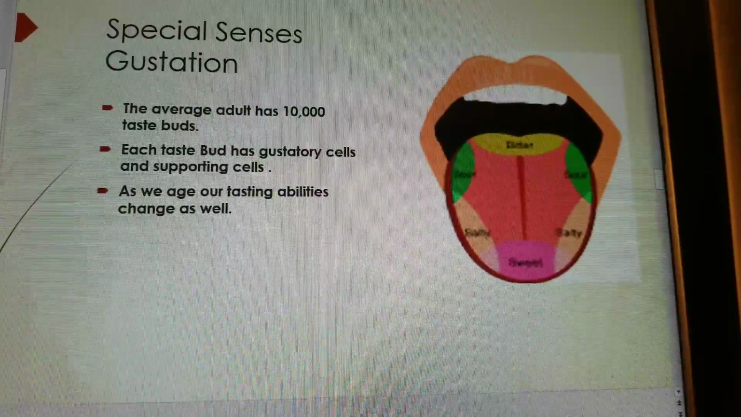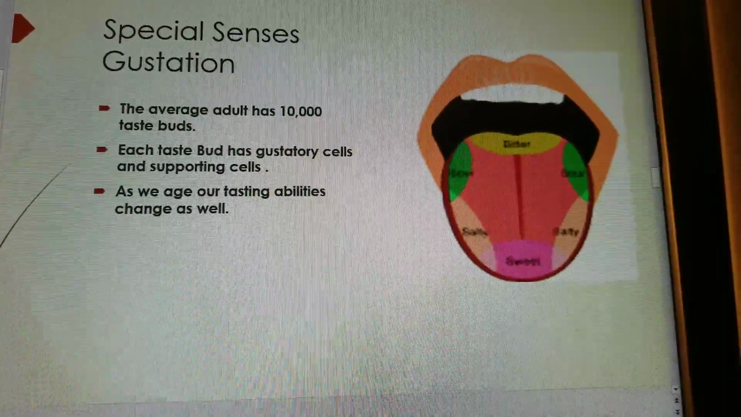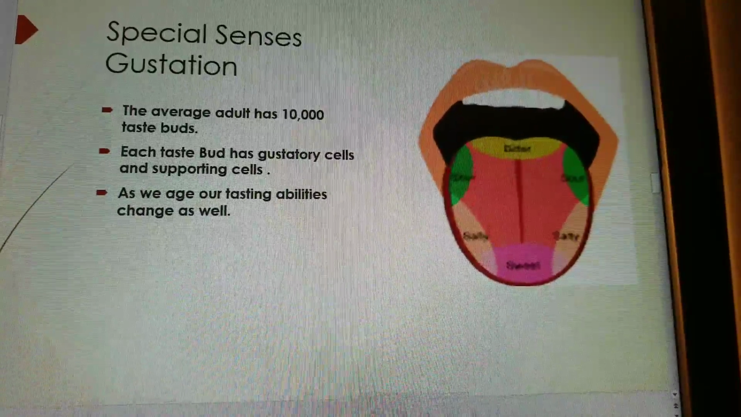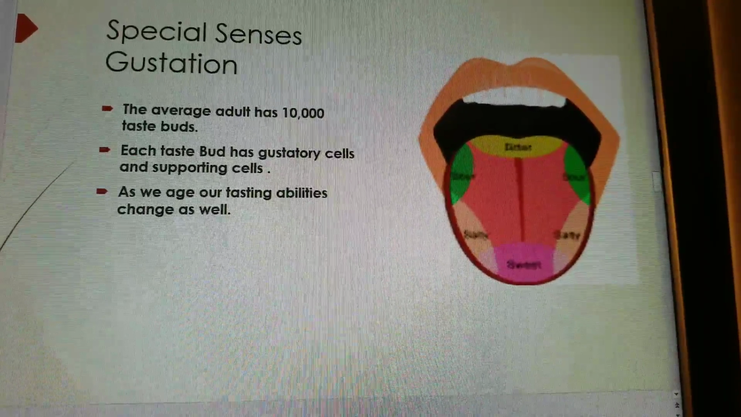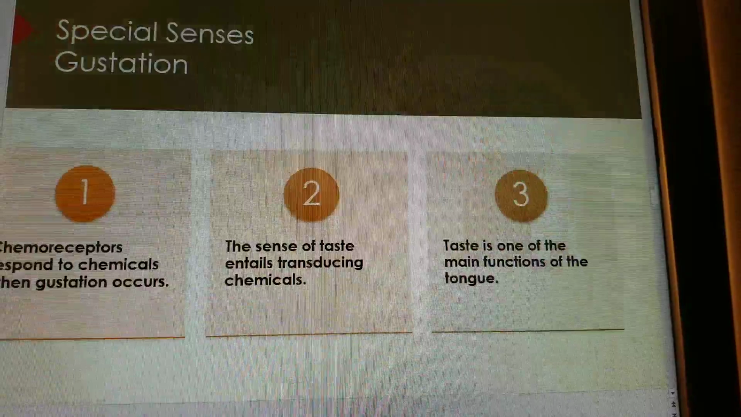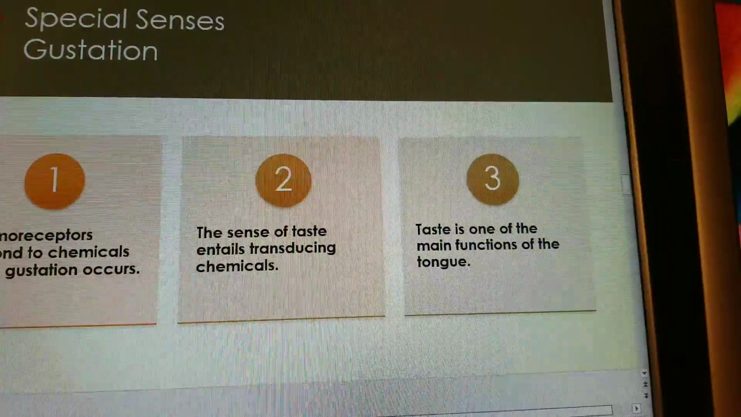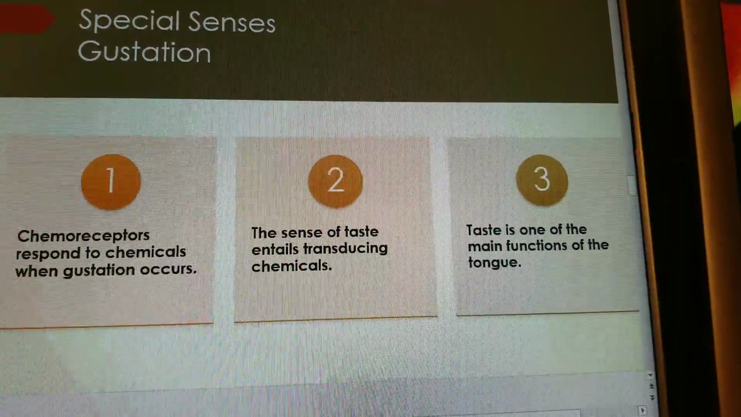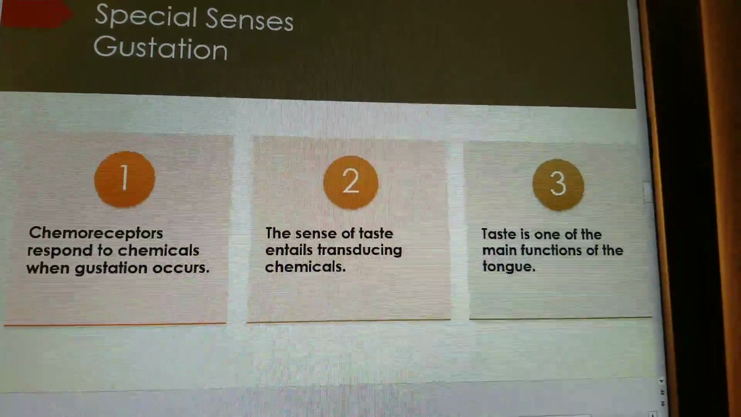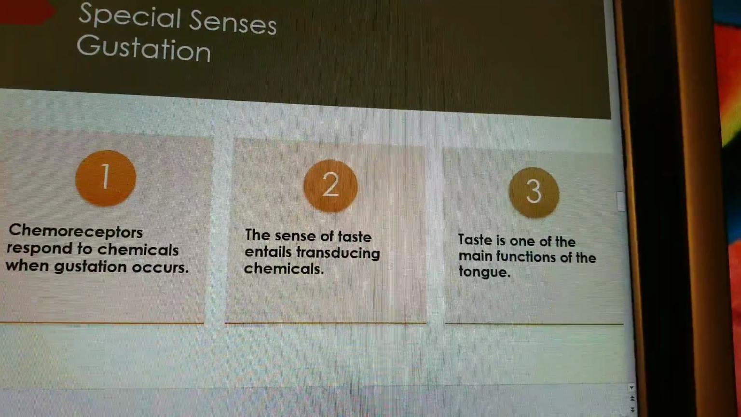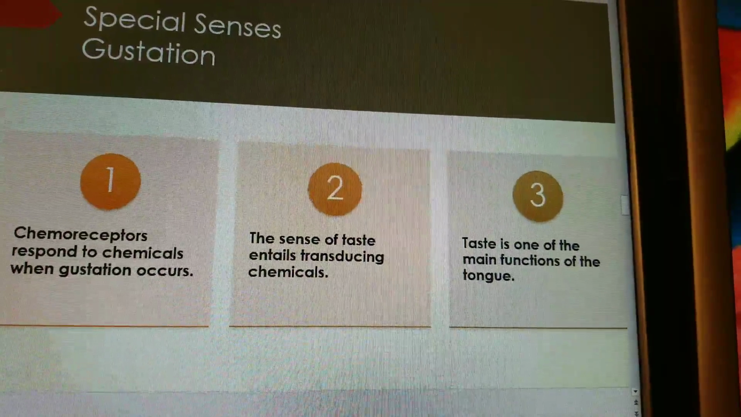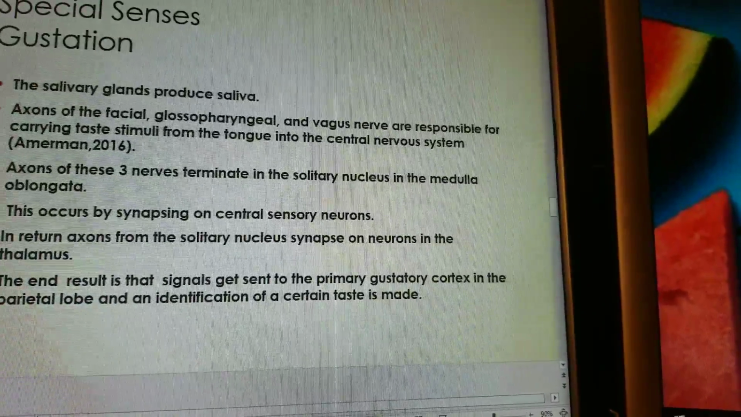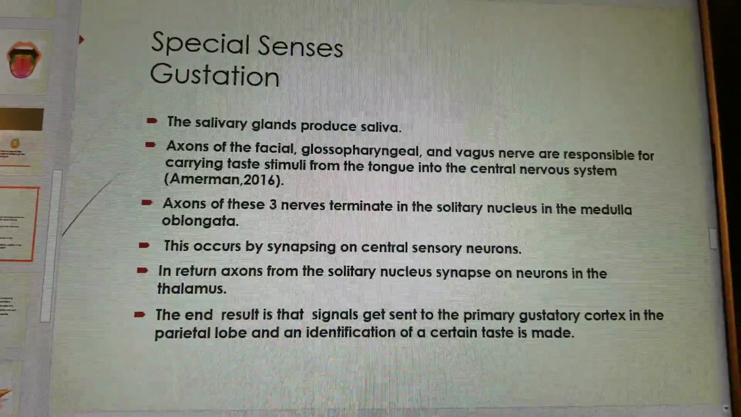The average adult has 10,000 taste buds. Each taste bud has gustatory cells and supporting cells. As we age, our tasting abilities change as well. Chemoreceptors respond to chemicals when digestion occurs. The sense of taste entails transducing chemicals. Taste is one of the main functions of the tongue. The salivary glands produce saliva.